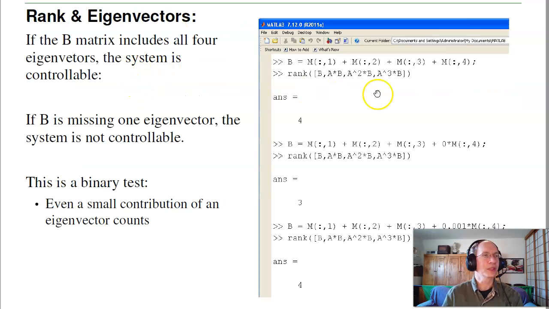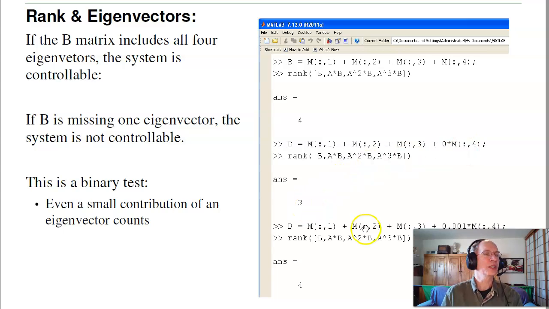So for example, suppose the B matrix includes all 4 eigenvectors. If that's the case, then the system is controllable. For example, if I take that heat equation, I found the eigenvector matrix. That's done on a screen I didn't show you. And I let B be the sum of all 4 eigenvectors. Then if I find the rank of the controllability matrix, the answer is 4. It is controllable. If, on the other hand, B is only made up of 3 of the eigenvectors, this fourth one is a contribution of 0, now the rank is 3.